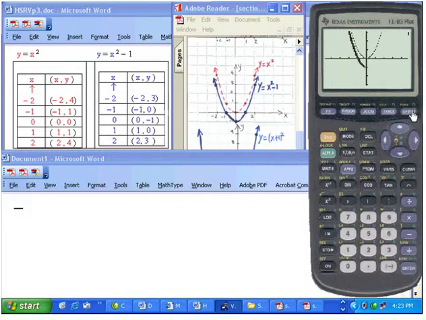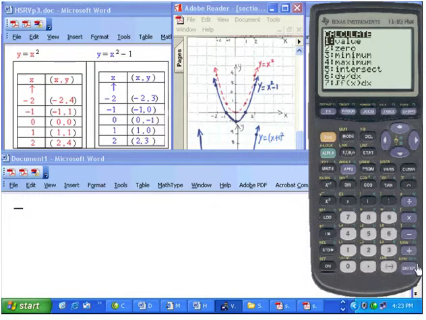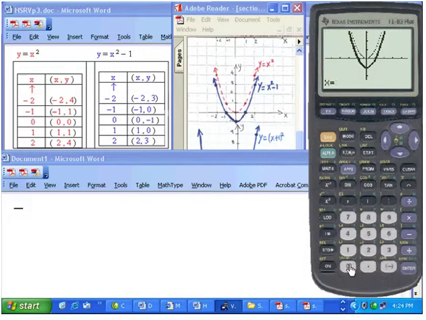Just press graph and you have y equal to x squared, and then in bold y equal to x squared minus 1. Again, if you wanted to check out one point, maybe do a second trace, which is a calculate feature. Press x equal to 0. Right now you are on the equation y equal to x squared on that graph.